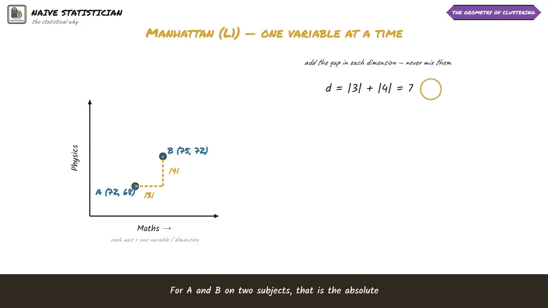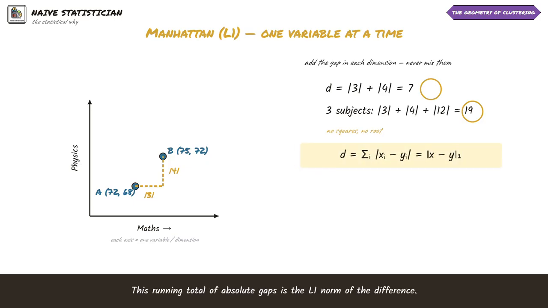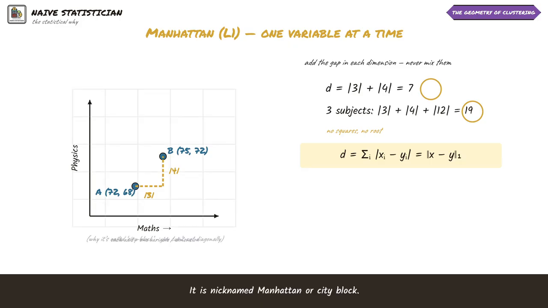For A and B on two subjects, that is the absolute value of 3 plus the absolute value of 4 equals 7. Across all three subjects, it is 3 plus 4 plus 12, 19. No squares, no root. This running total of absolute gaps is the L1 norm of the difference. It is nicknamed Manhattan or city block distance because, like walking a city grid, you cannot cut diagonally. You add the blocks along each street.